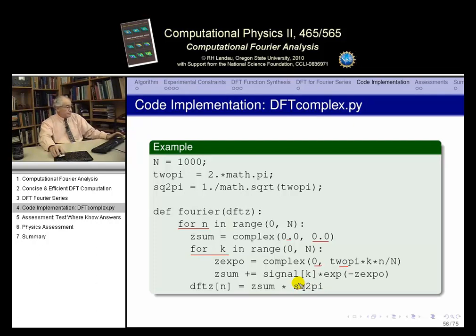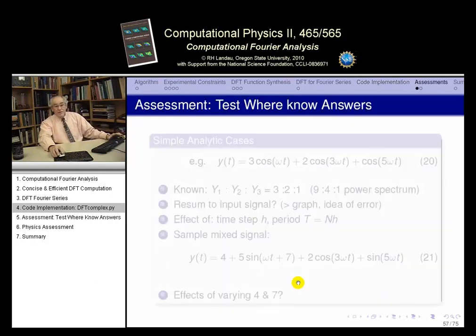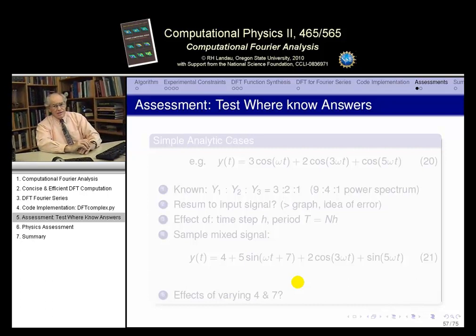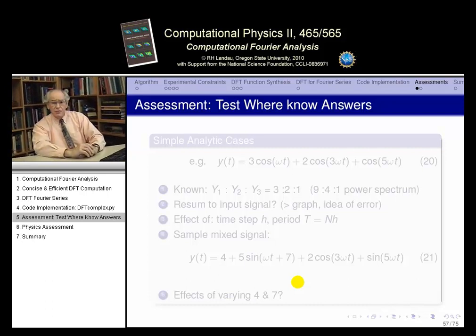Okay, so now it's time for you to do some work. So let's look at slide 57, and that's where you have to do your homework. Before we tell you exactly what to do, you shouldn't think of this just as an assignment. You should think of this as part of your tools.